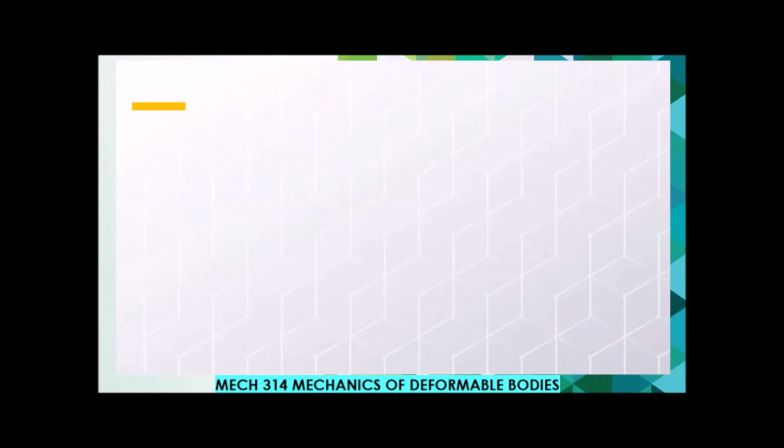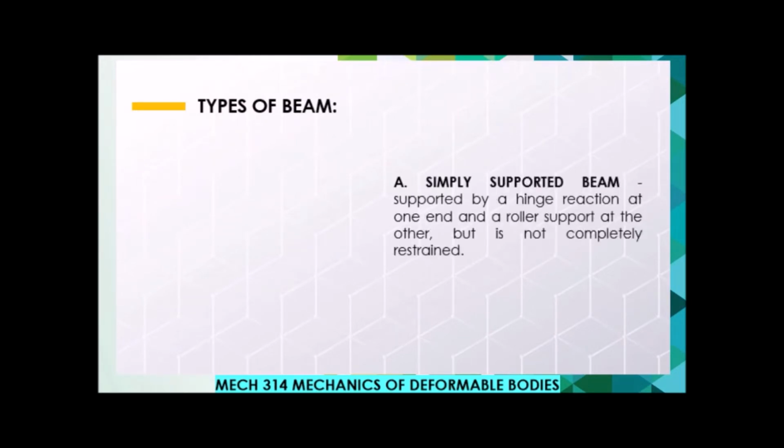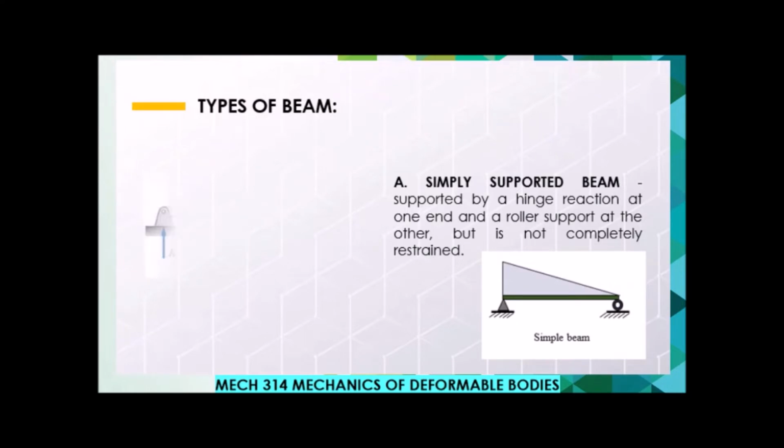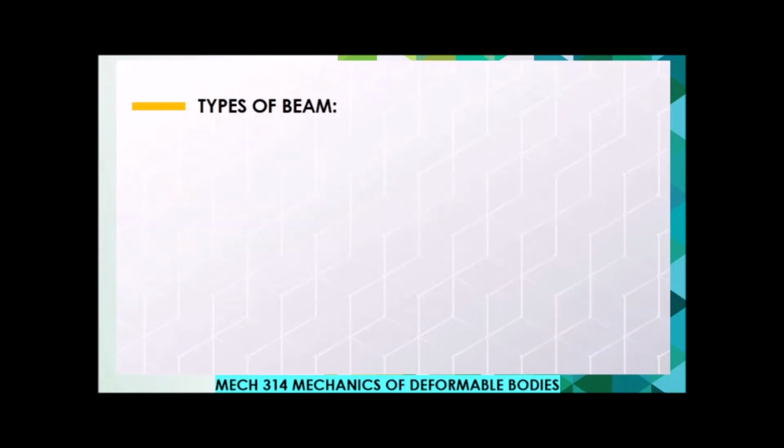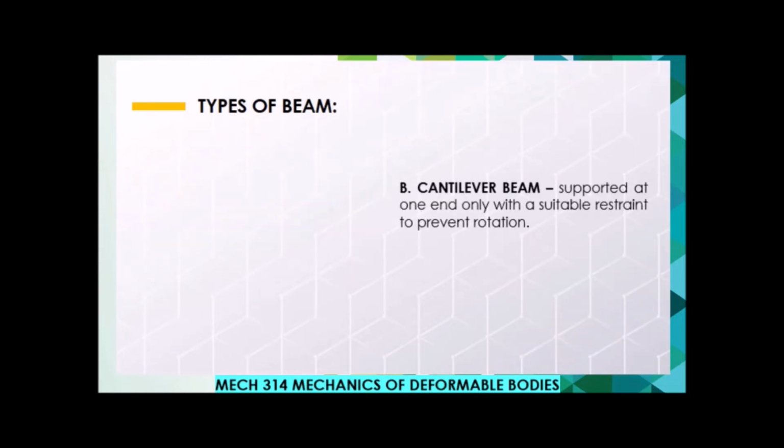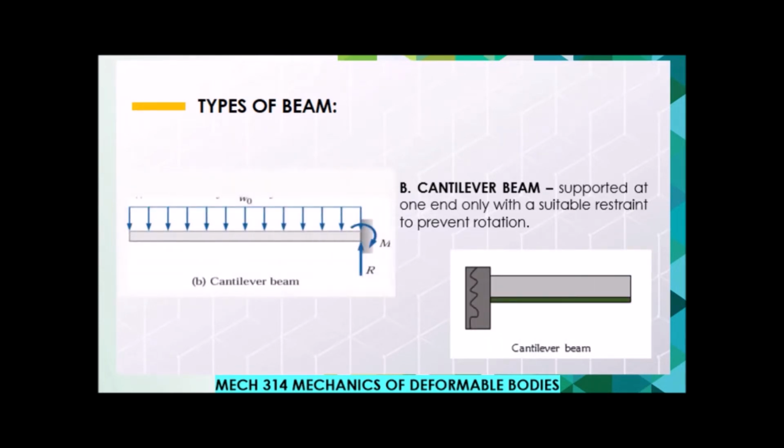So itong beam na to is meron siyang different types. So una na dyan, we have a simply supported beam. So a simply supported beam is supported by a hinge reaction at one end and a roller support at the other, but it is not completely restrained. Another type of beam is yung tinatawag natin na cantilever beam. So, this beam is supported at one end only with a suitable restraint to prevent rotation.